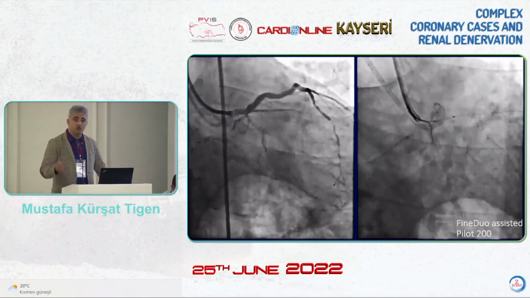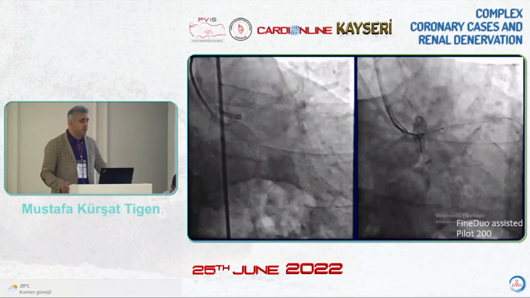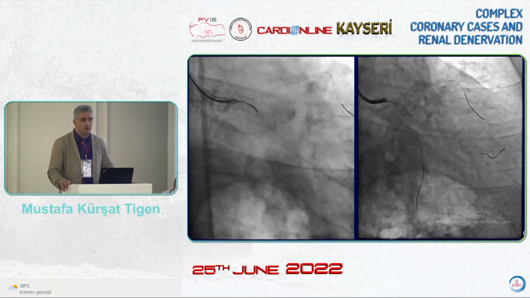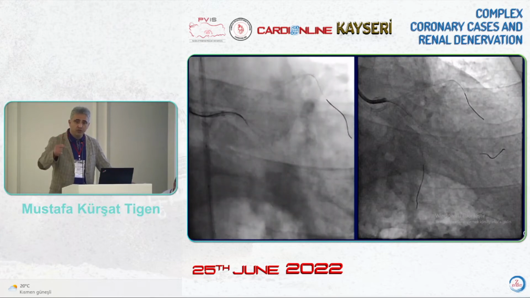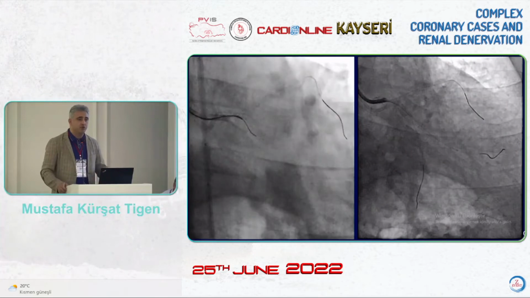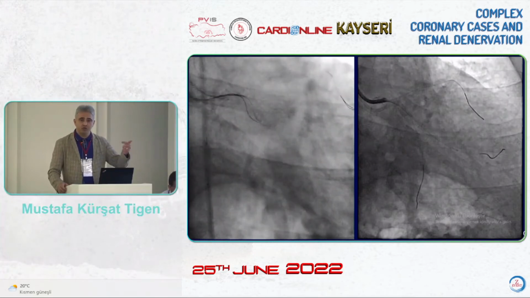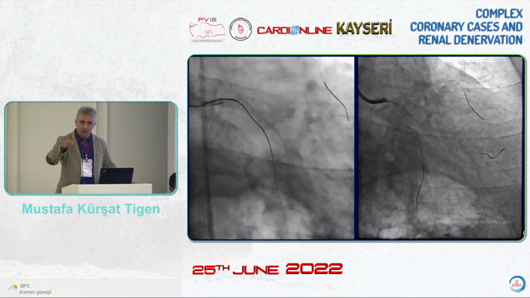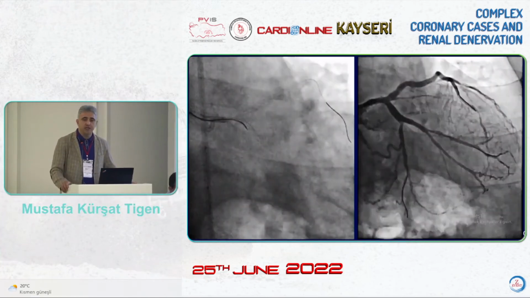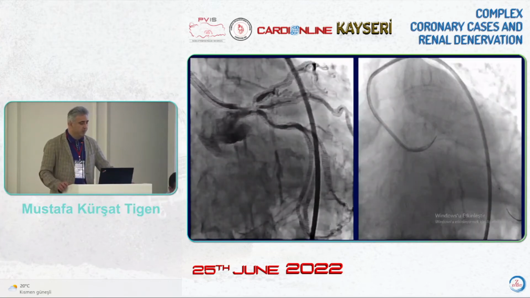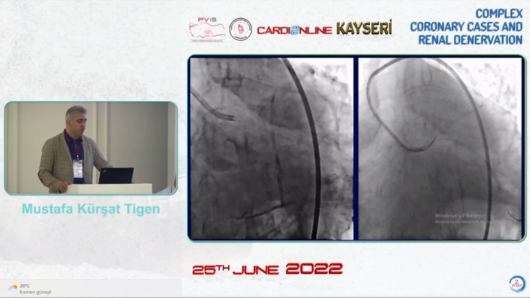This ostial CTO is a challenging lesion, and this makes it difficult. With the use of a dual-lumen microcatheter, the penetration capability decreases, and through the wire you can increase the penetration force, and you can continue. And this is the final imaging of the case.